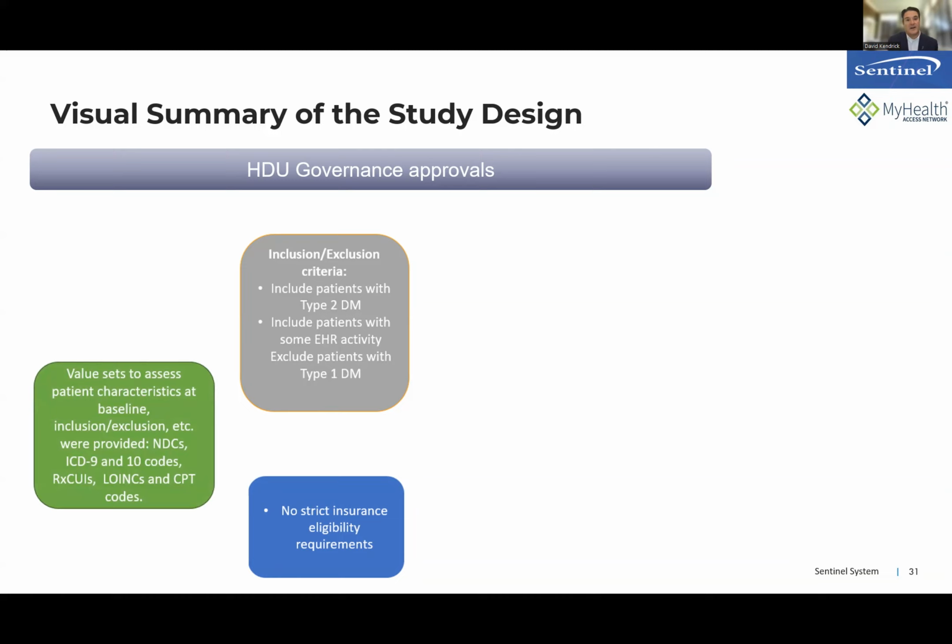And we used standardized value sets to assess patient characteristics: NDC codes, ICD-9 and 10 codes, RxNorm codes, LOINC, CPT codes, etc., to ensure that we were pulling standardized data from across more than 50 different electronic health record systems that we take in on a daily basis into our systems.